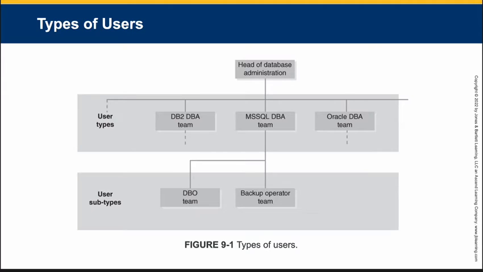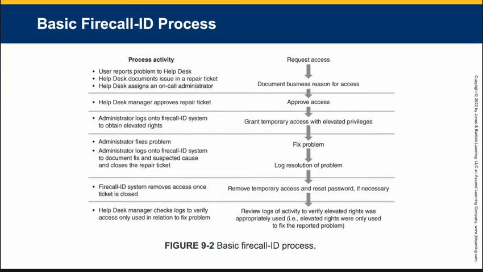Next slide, we take a look at the basic firewall ID process. If somebody wants to be given new access to the system, they will request and document the reason, then it is approved. Grant temporary access to fix the problem. Once you fix the problem, you log the resolution, then remove the access and review the activity.